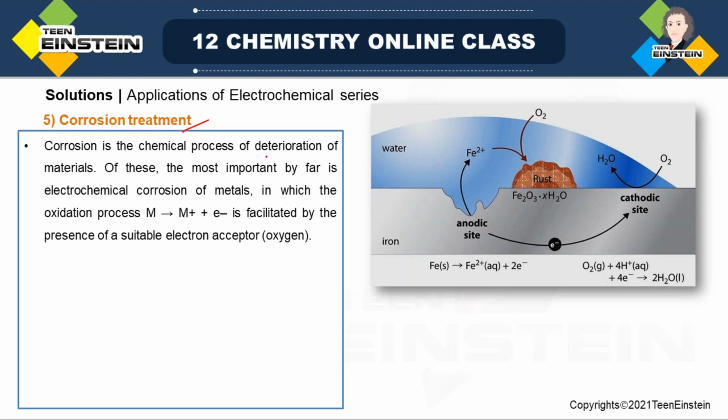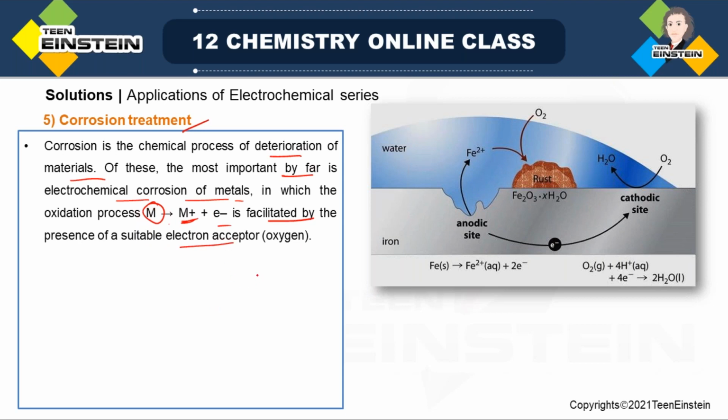It is the chemical process of deterioration of any material. Corrosion is a very broad term, but we will focus on the rusting process, because rusting is one example of corrosion. The most important by far is electrochemical corrosion of metals. That means if any metal in metallic form is oxidized to M plus, it may be any other positive charge also, and electrons are removed. This oxidation is facilitated by the presence of a suitable electron acceptor.